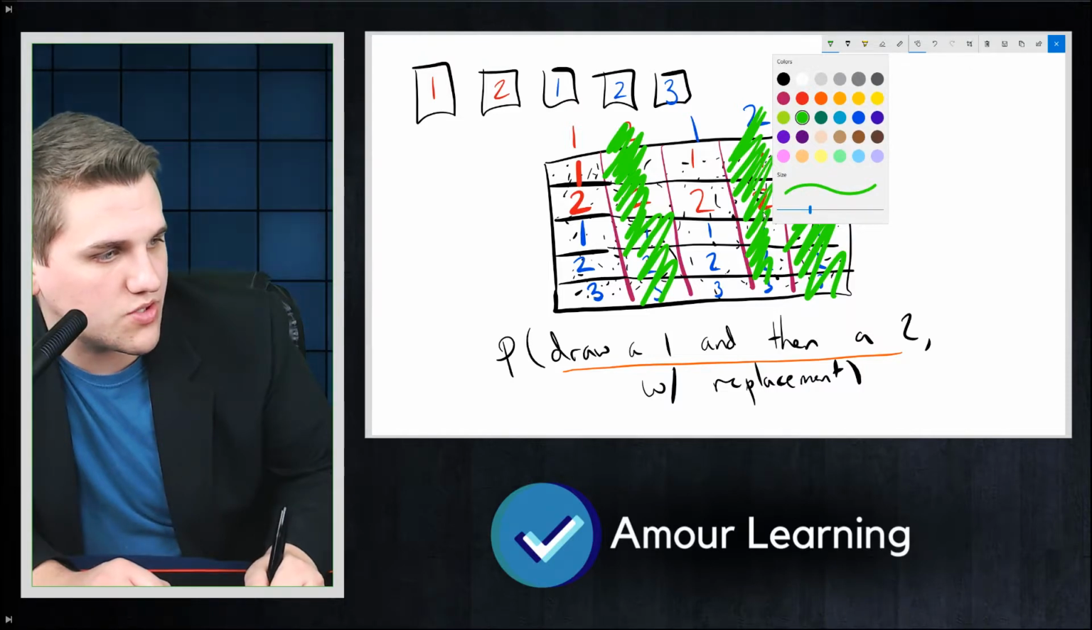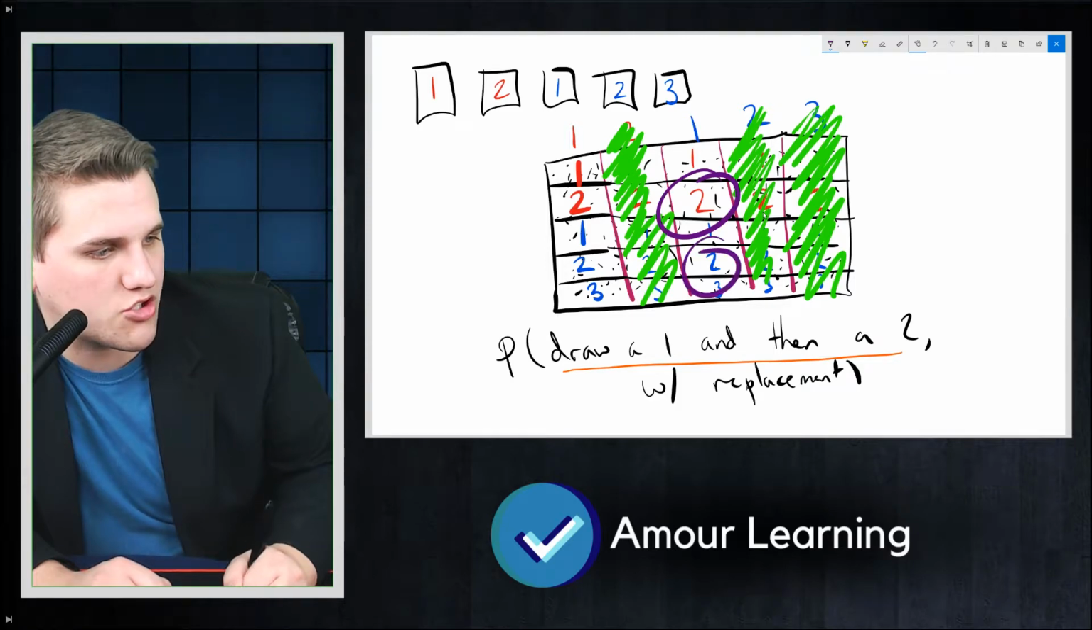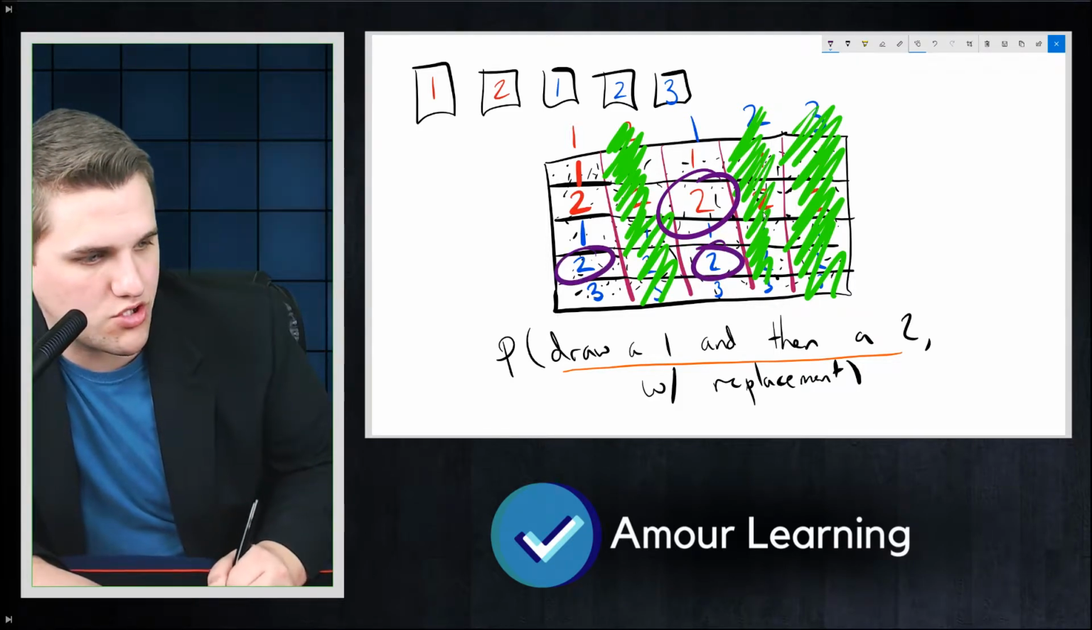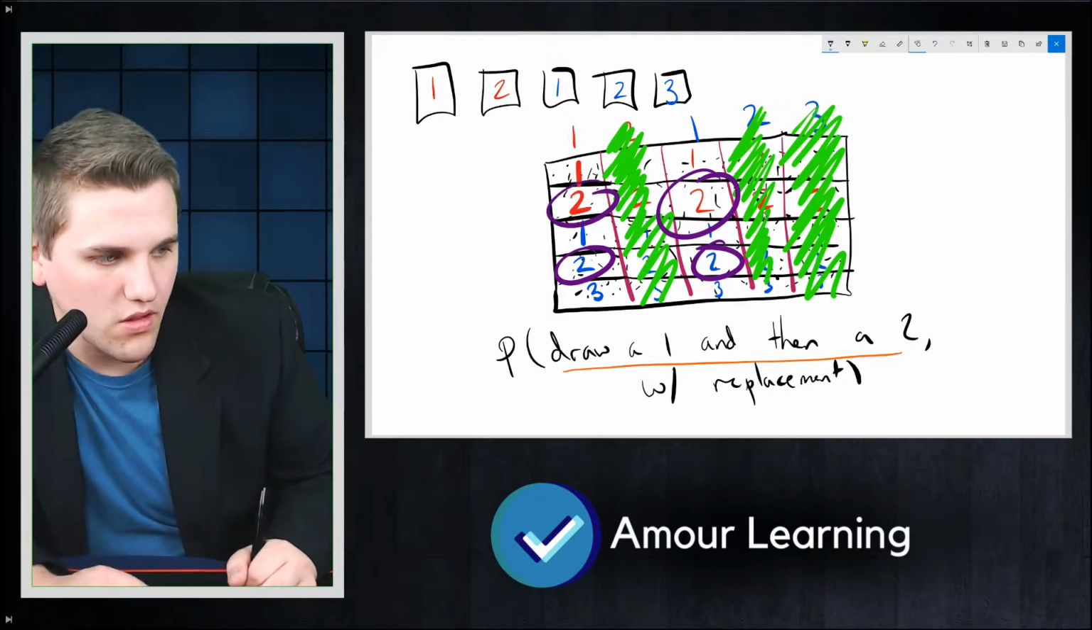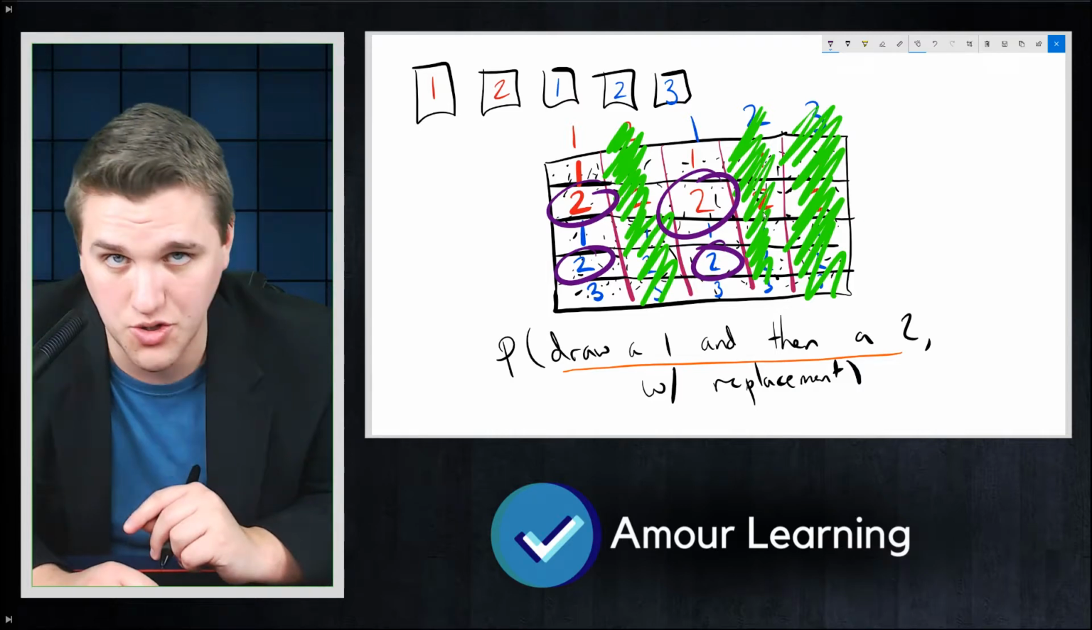Let's use a different color. Let's use purple. This group drew a 2. This group drew a 2. This group drew a 2, and this group drew a 2. So four groups in total drew a 1 and then a 2.